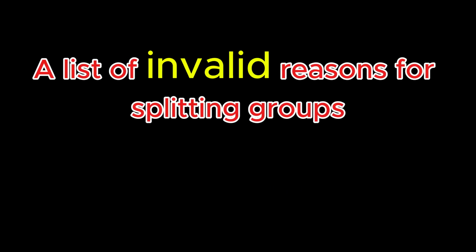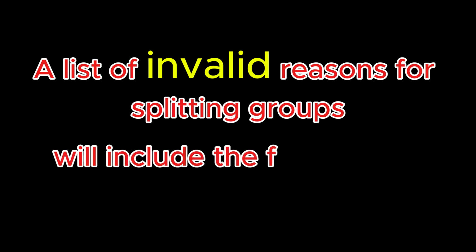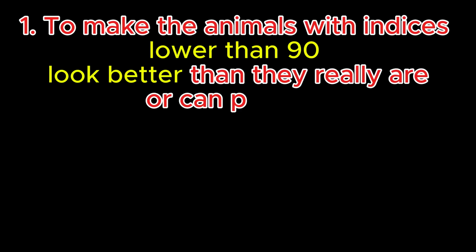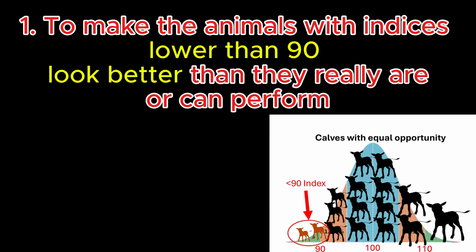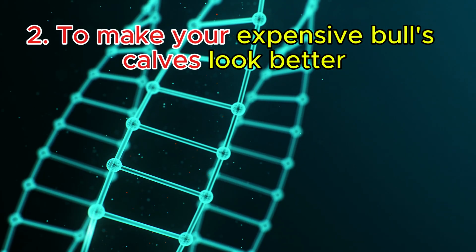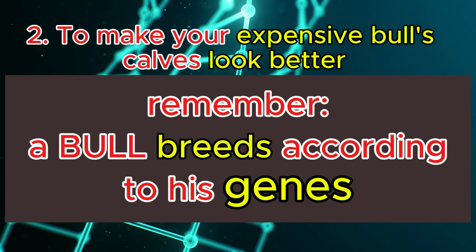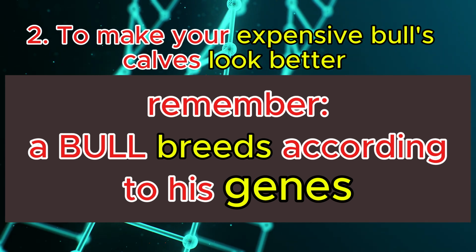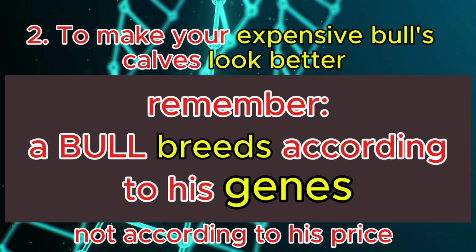A list of invalid reasons for splitting groups will include the following. To make the animals with indices lower than 90 look better than they really are, or can perform, because they and their parents are genetically poor. To make your expensive bull's calves look better. Remember, he breeds according to his genes, not according to his price.